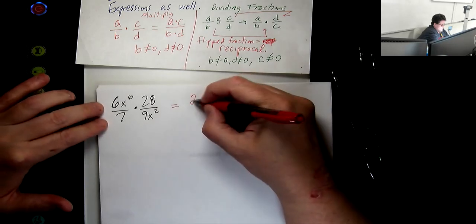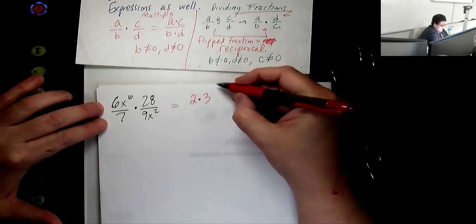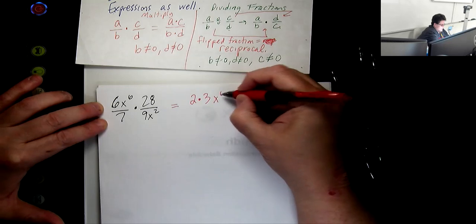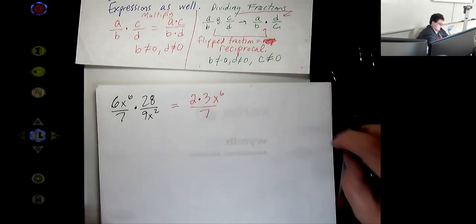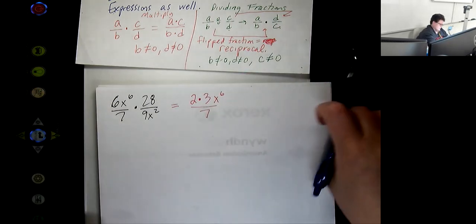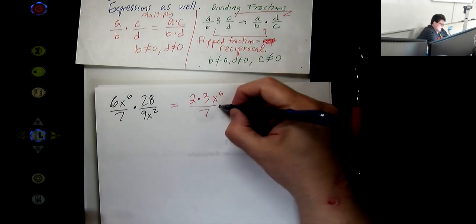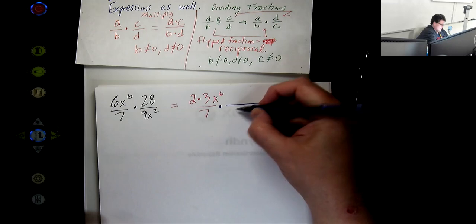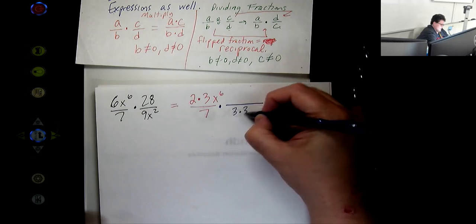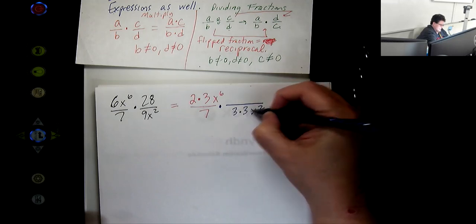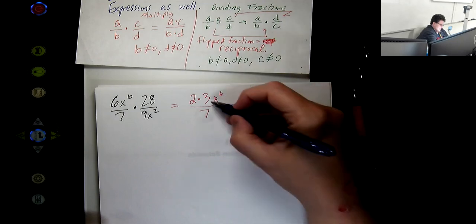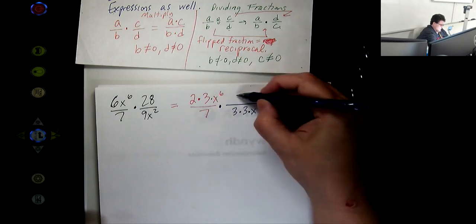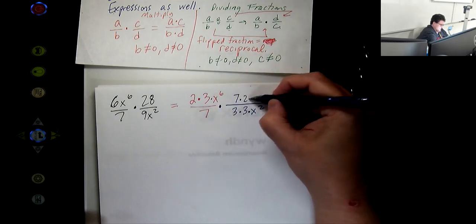6 is 2 times 3. And I can leave x to the 6 like that. And the bottom is 7. And I'm multiplying it by, I've got 9x squared on the bottom, which is 3 times 3x squared. And the top is 28, which is 7 times 4, which is 7 times 2 times 2.